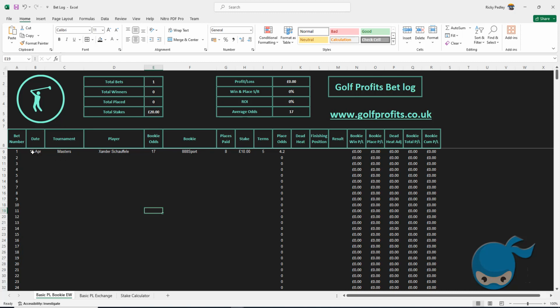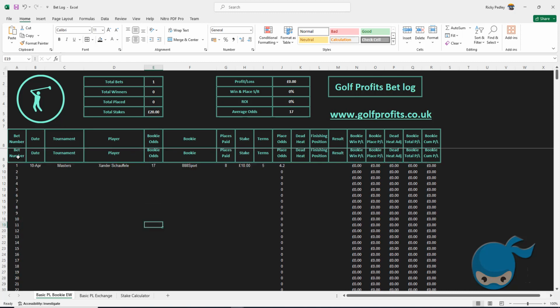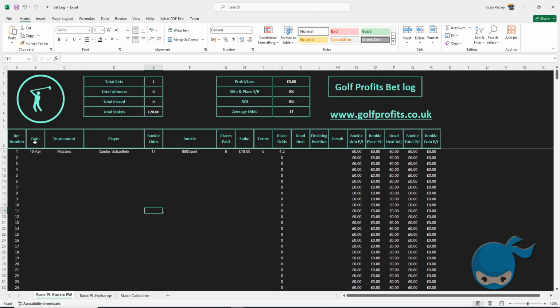Again, should be self-explanatory, but we've got a column that's already populated with the bet number, and then you can fill in the details of the date, tournament, player, bookmaker odds, the bookmaker you placed the bet with, the number of places paid, your each way stake, and the terms. Terms is an important part, so that's the place terms of the bet. So if it's a quarter a place, then it's a 4. If it's a fifth a place, then it's 5.